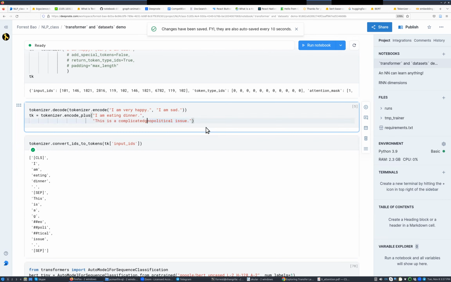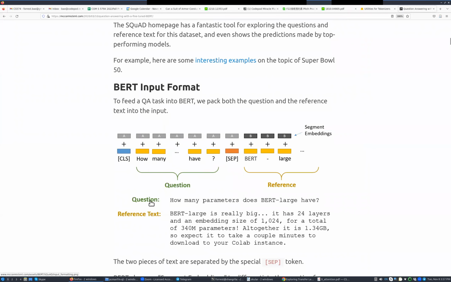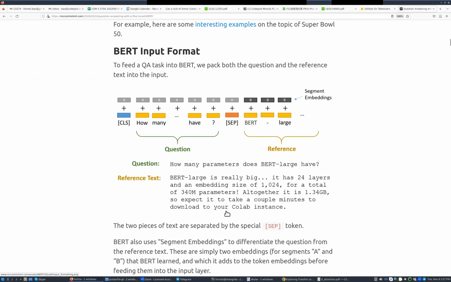You might see something interesting, for example, in question answering, where your reference is usually much longer than the question. If your reference is very, very long and you use BERT, what likely is going to happen is the ending part of the reference text or passage will be truncated and not fed to BERT. This means that if the answer to your question is hidden at the very end of the passage, maybe BERT will not find the correct answer. It will still identify some part, but it's not the correct answer.